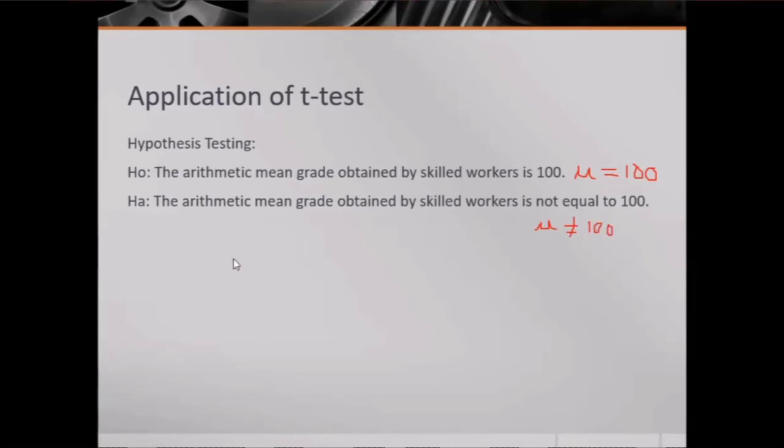Next, sabihin natin yung ating alpha. So, ang alpha natin ay 1% or 0.01. Then, ang ating test method, syempre ito ay t-test, kasi 16 lang yung sample size, so less than 30. Kailangan natin makuha yung degree of freedom.